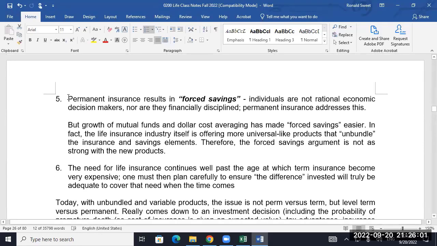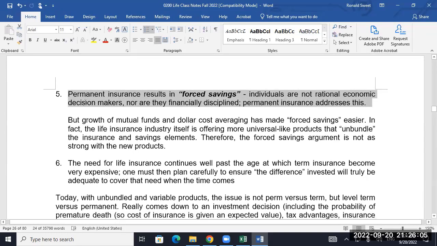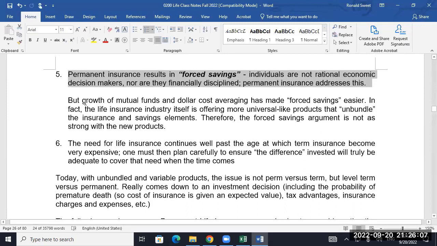Now, my biggest argument for permanent is this forced savings argument. Permanent insurance, especially whole life, forces you to save money. It gives you a cash value that, if you didn't invest, you would not have at all. There's a lot of people, if their premium is $250, they're going to pay $250 and they're just going to keep doing it the rest of their life. At least they have something to show for it at the end.